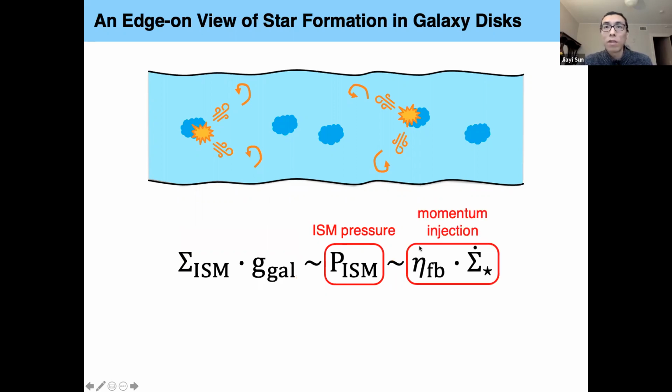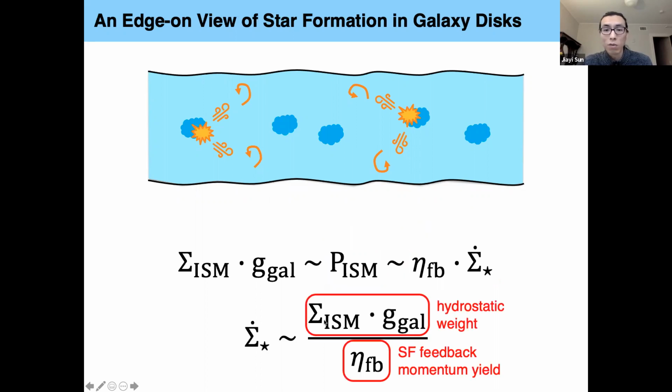And here I'm reading this feedback injection term as the product of the local star formation rate surface density times this eta FB term. This term stands for the feedback momentum yield. It is telling you the momentum injection per unit stellar mass formed, and it is typically expressed in kilometer per second units.